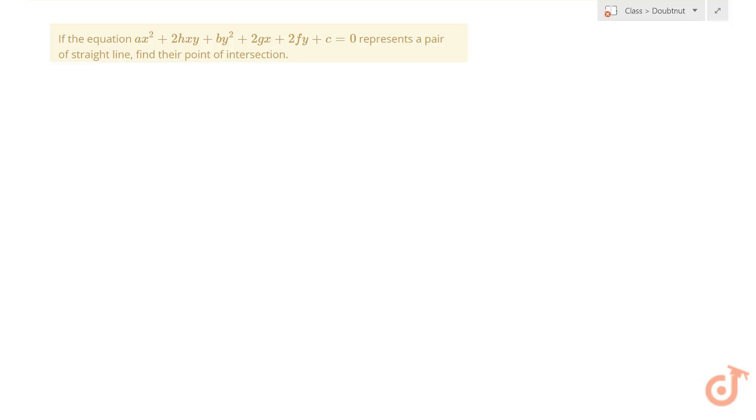What is given in this question is that if this equation represents a pair of straight lines, we have to find the point of intersection of those pair of lines. Okay, we have to find the point of intersection of those two lines.